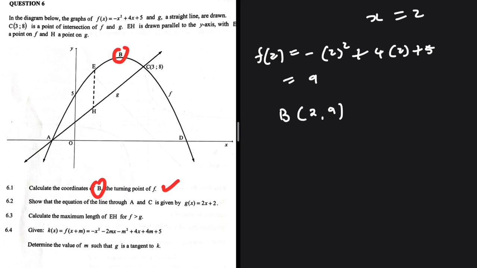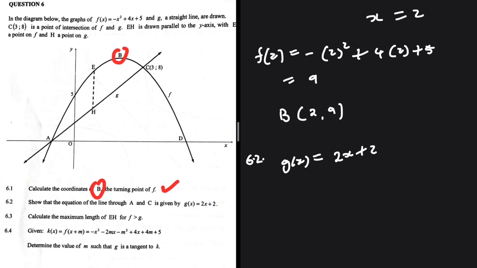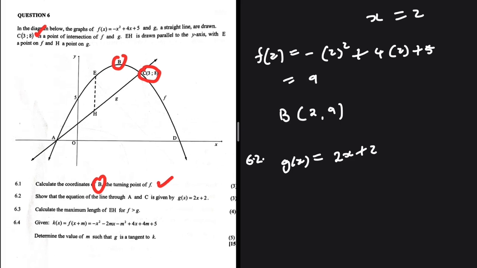Okay, let's take a look at 6.2. 6.2: show that the equation of the line through A and C is given by g of x equals 2x plus 2. Okay, let's take a look at this. g of x is a straight line, right? And the point C is a point of intersection of f and g, which is right here. So this point lies on g of x. Does A also lie on g of x?